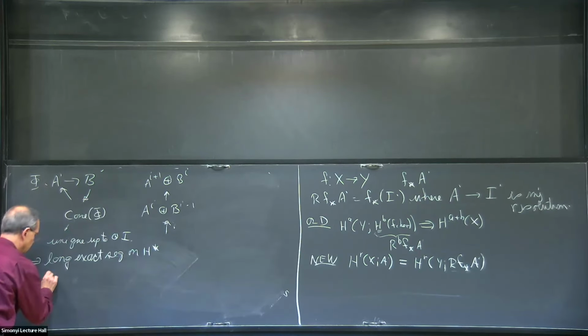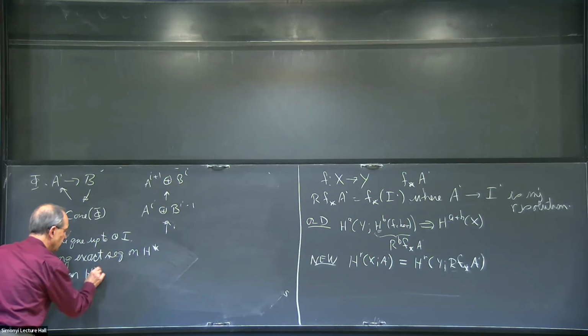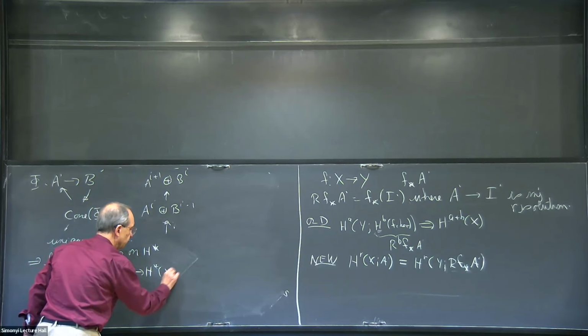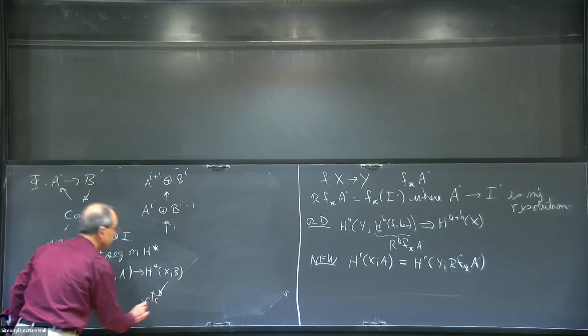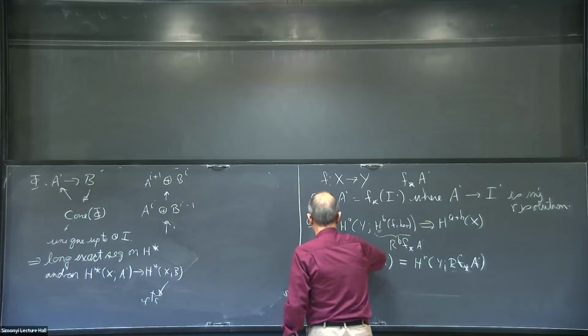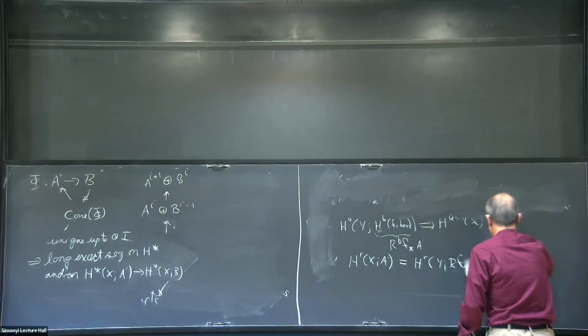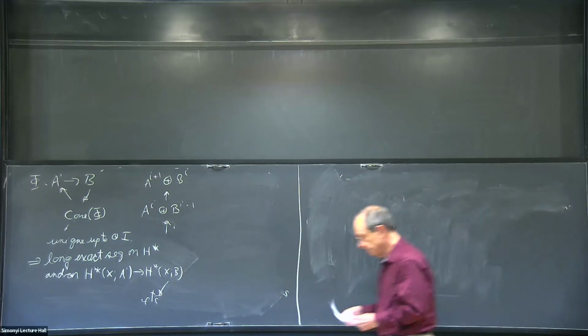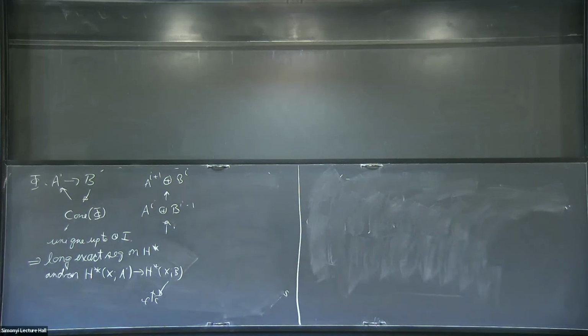Cohomology and homology of X. Okay. So it's great. Any map between complexes of sheaves gives a long exact sequence. So the two standard ones are for the long exact sequences up there.